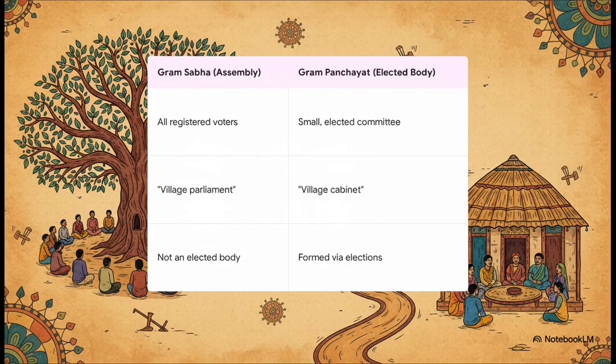Okay, and this slide here clears up a really common point of confusion. The Gram Sabha is not the same thing as the Gram Panchayat. The Sabha, remember, is everybody, all the voters. It's the village parliament. The Panchayat, on the other hand, is the small group of people they elect to handle the day-to-day work. So think of them as the village cabinet.